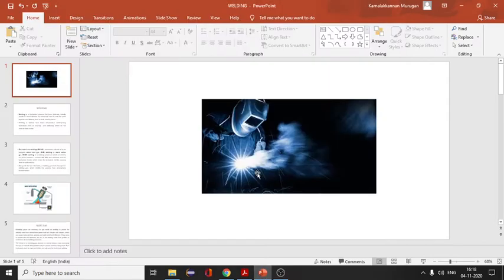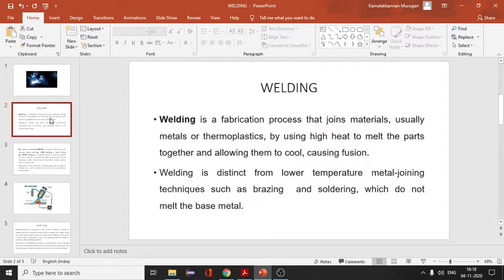Good morning all. Today we are going to discuss the welding process. Welding is a fabrication process which will help us to join two metals. In rare cases, we also use welding to join thermoplastics.